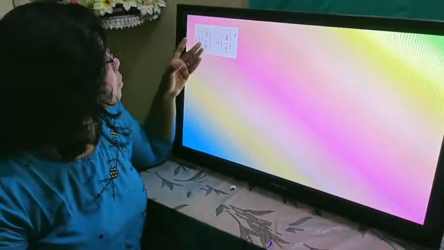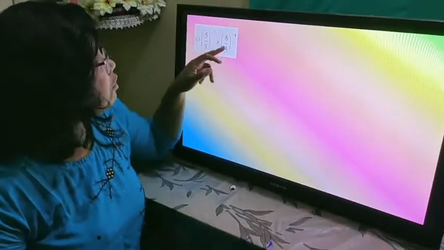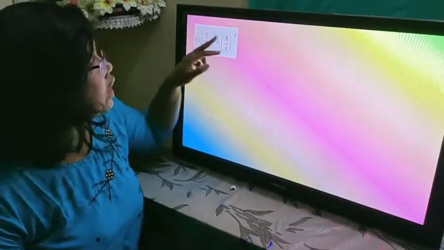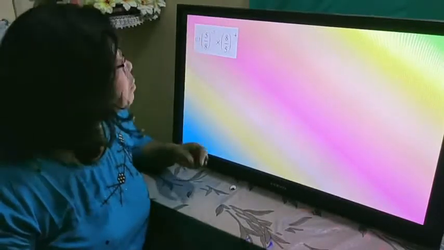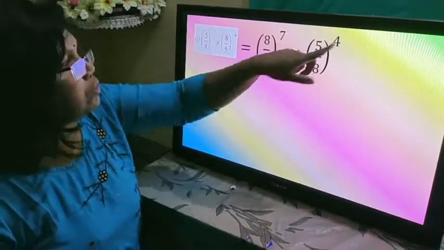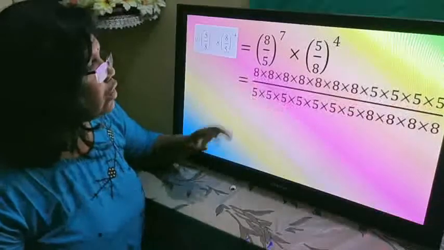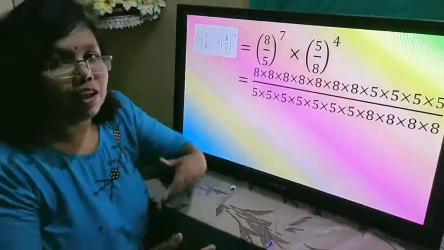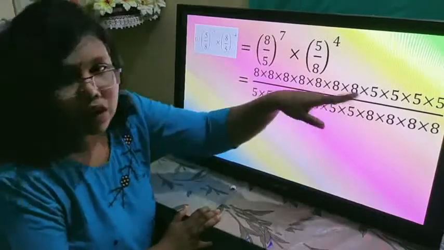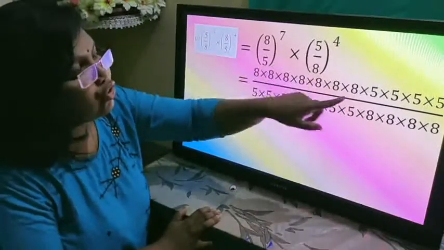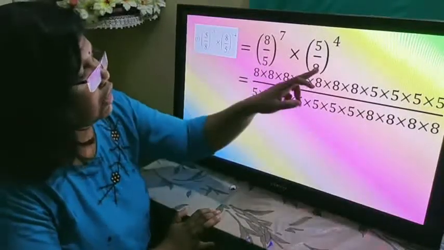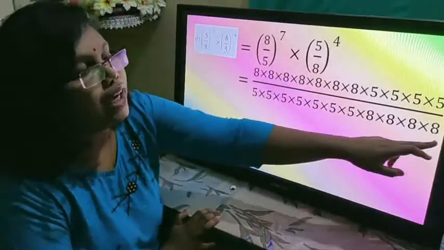Now next, 5 upon 8 raised to minus 7, 8 upon 5 raised to minus 4. Here we again have a negative exponent, so what we do is get the reciprocal. So 8 upon 5 raised to positive 7 and 5 upon 8 raised to positive 4. Now we are going to do it a new way. 8 raised to 7 means you write 8 seven times. 5 raised to 4, so four 5s are here. 5 again 7 times, and 8 raised to 4, so four 8s we have written.